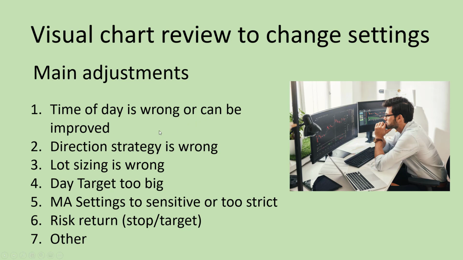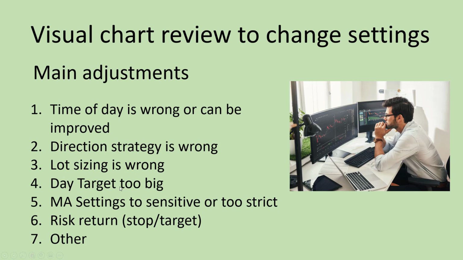The second one is your direction is wrong. You're either going with the trend or against the trend. Your lot sizing is wrong. Now this is a very misunderstood setting, but your lot sizing is the most critical setting of proprietary trading. If you get it too big, you're going to be hitting your stops all the time. You're never going to hit your targets and so on. And if it's too small, you'll also be missing your target. So it is a very critical setting, that one.